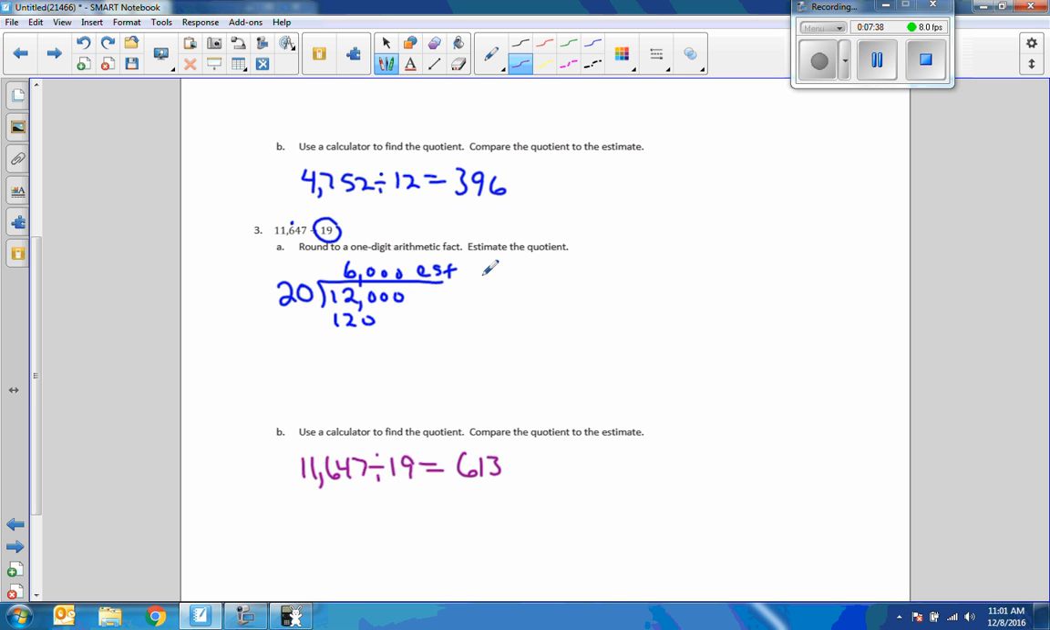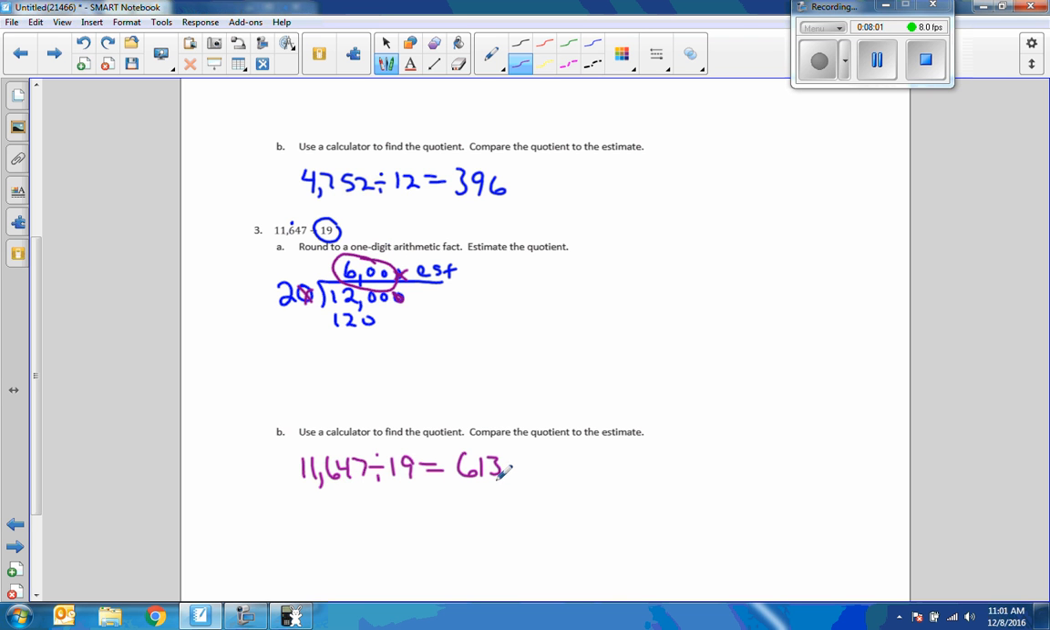What happened here? What's wrong with our estimate? 12,000, I forgot my 20 here. 10 will take away 10 here. So we went out too far. This 12,000 and this 20, you could have canceled in the first place and done 1,200 divided by 2. And so I made a mistake in the estimate. Our estimate should have been 600.